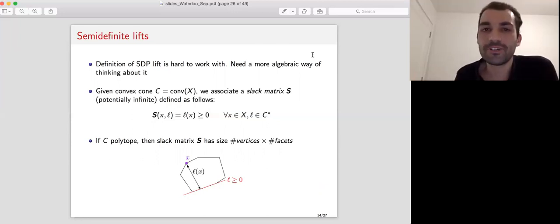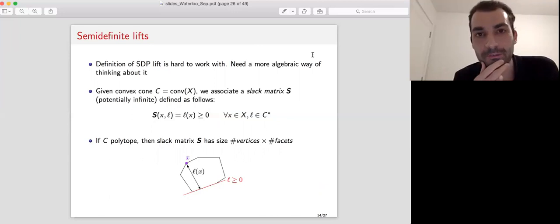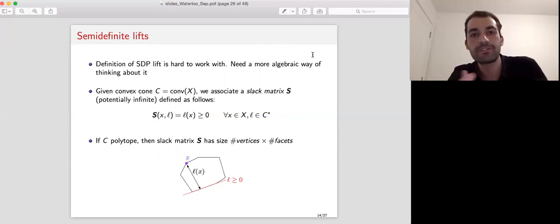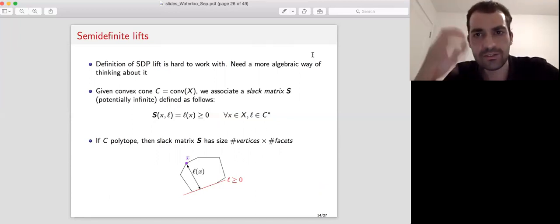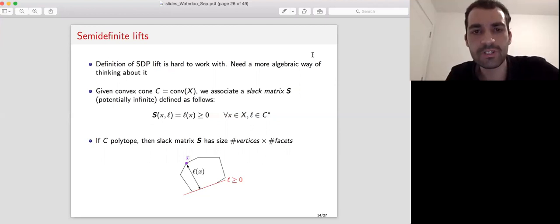The first thing that we usually do, when studying whether an SDP lift exists or not, is to consider something called the slack matrix of the convex set, which is an algebraic way of thinking about an SDP lift. The definition of an SDP lift is hard to work with. It's geometric. The slack matrix is an algebraic way that's much easier to handle.